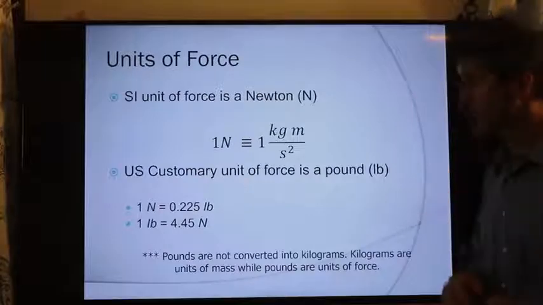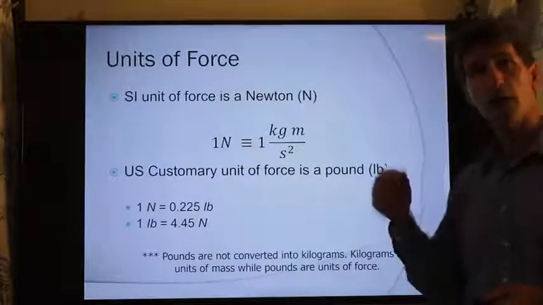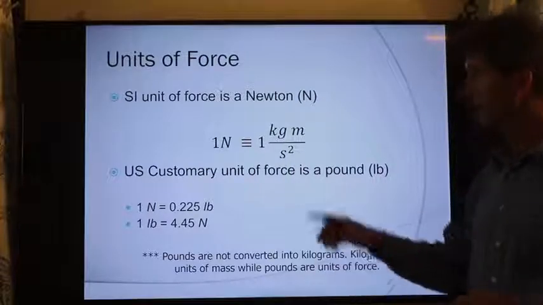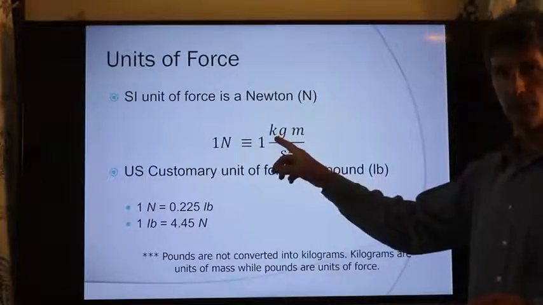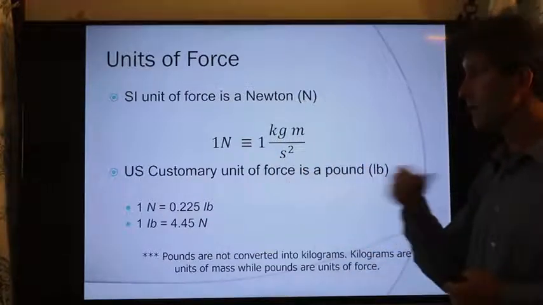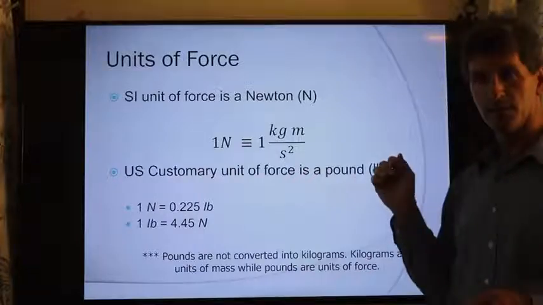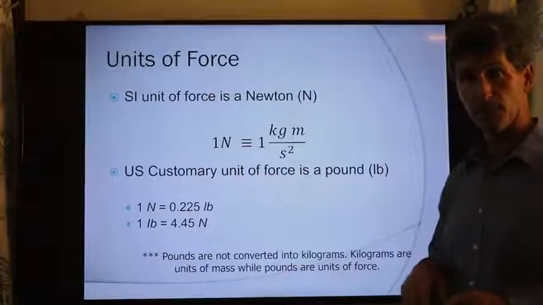Again, the units for force are the Newton. By Newton's second law, F equals ma. The units for mass are the kilogram. The units for acceleration are the meters per second squared. So when we combine all of them we get the Newton, it's 1 kilogram times meters per second squared.